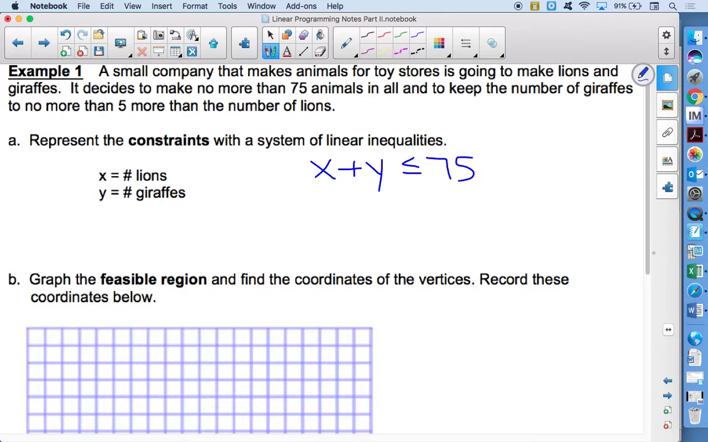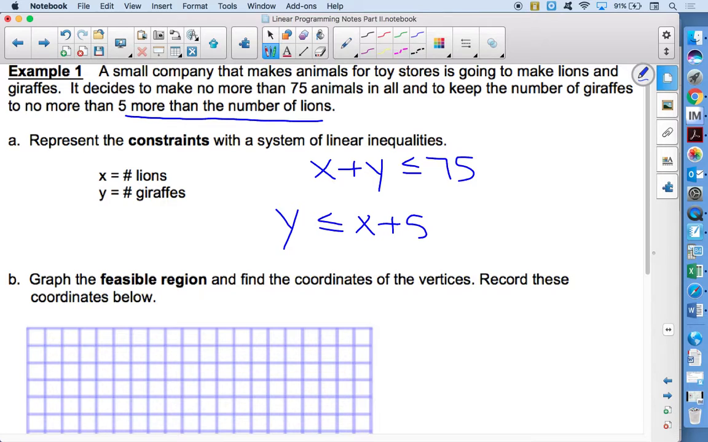If you pass the word and, we have to try and make sense of it: keep the number of giraffes to no more than 5 more than the number of lions. Dylan? Y is less than or equal to x plus 5. So if we look at the 5 more than the number of lions, the lions would be x, and 5 more than means x plus 5. Giraffes are no more than, less than or equal to, 5 plus the number of lions. So that's what this inequality is stating: giraffes is y, less than or equal to the number of lions increased by 5.